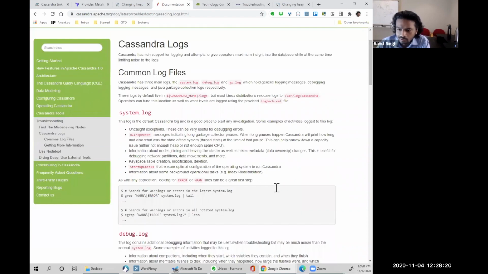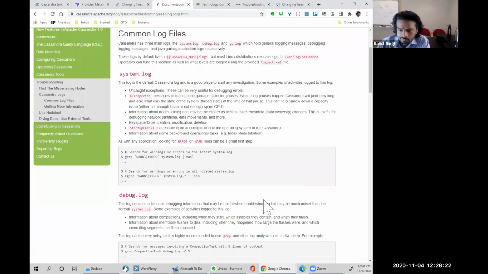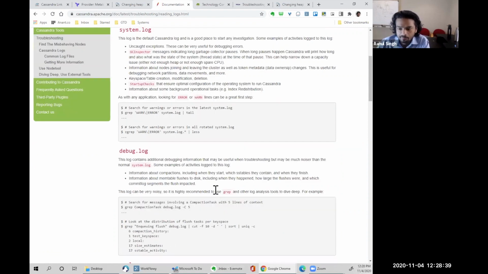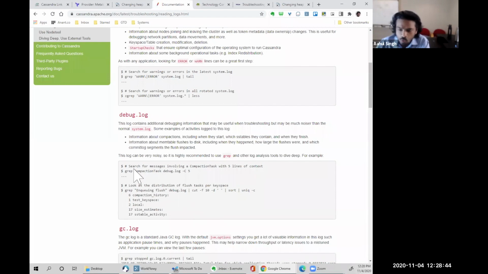A common first thing to do is look at the log for warn or error. You can use zgrep to look into the rotated logs that become zip files, but this is a first step. The very first thing to do is to look at the log. In the debug log, you can also look for details of the compaction, and find out, for example, how many times flushes are happening per keyspace.